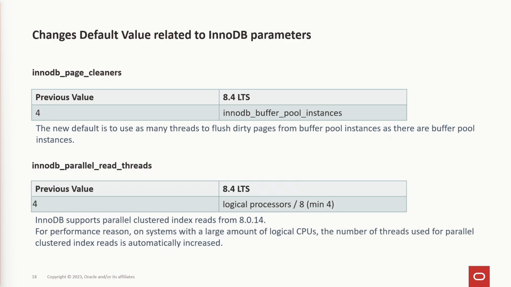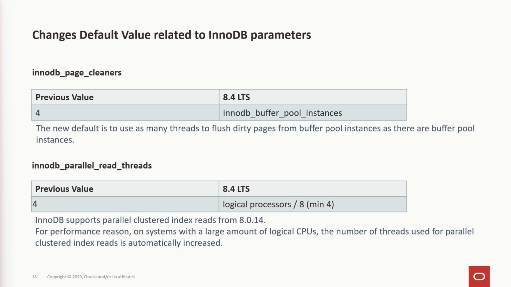And next one is InnoDB page cleaner. This one is a thread. So you know the dirty page we have. So this thread flushes dirty pages to the disk. Previously we set the default, but in 8.4 we set it the same as InnoDB buffer pool instances.